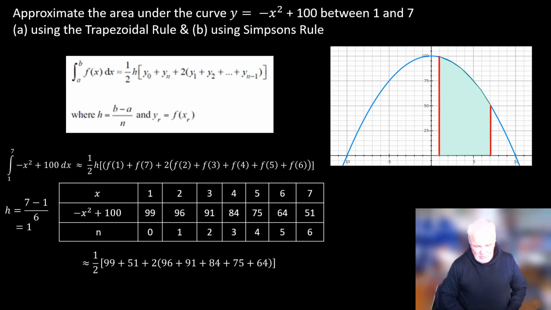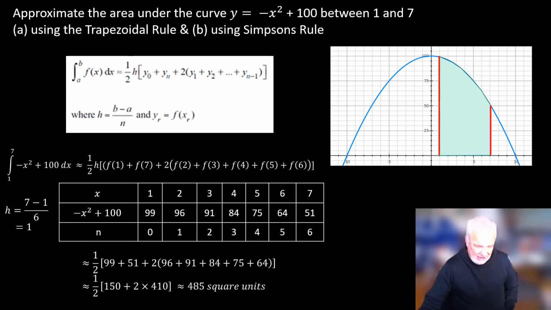We go y0, which is 99, y1, 51, and so on. So it's 99 plus f of 7 there, which is 51, so the first and the last, and then 2 times the ones in the middle, 96, 91, 84, 75, 64, and yeah, there we go. Work all that out. That's half of 150 plus 2 times 140, 485 square units.